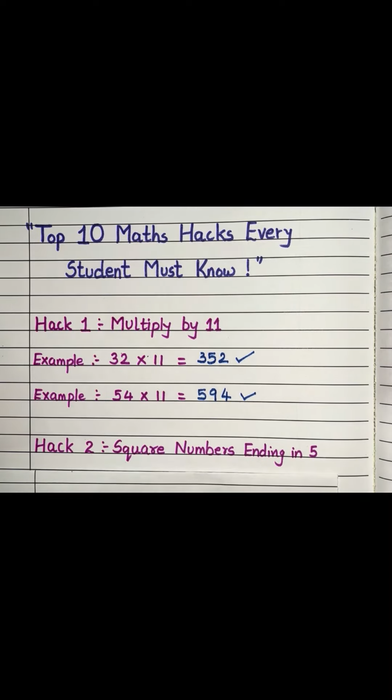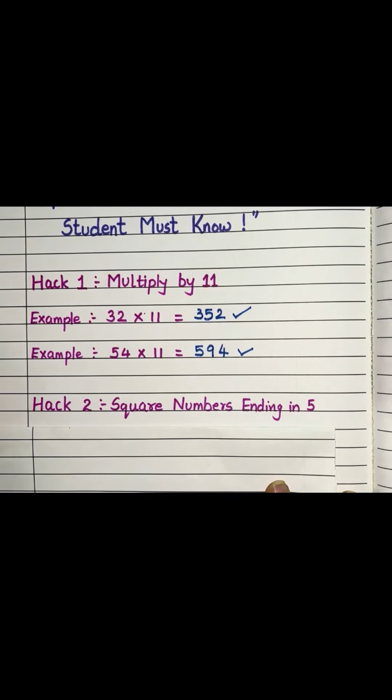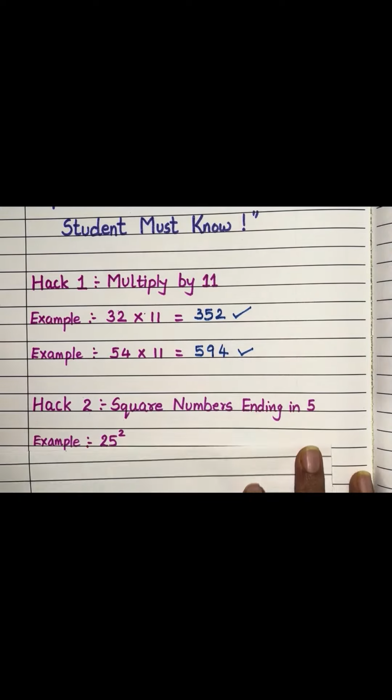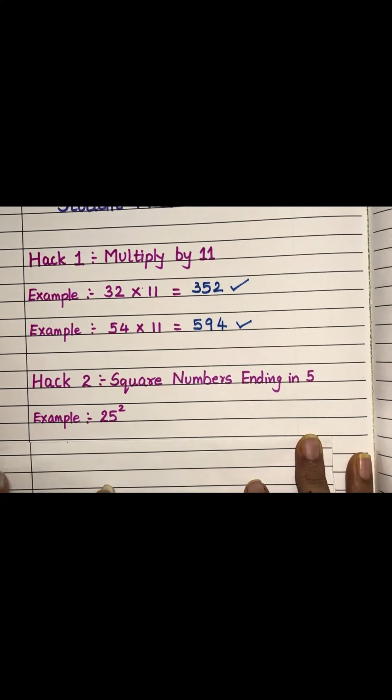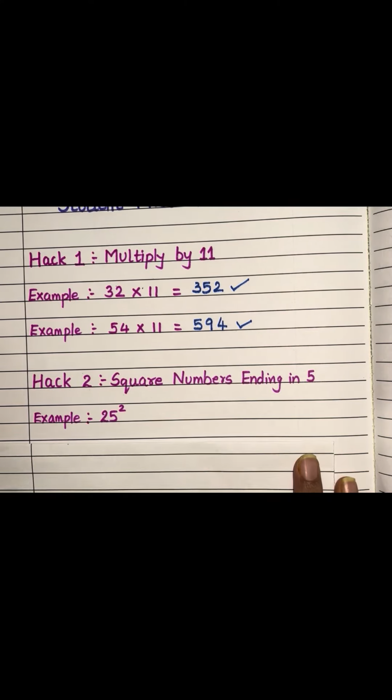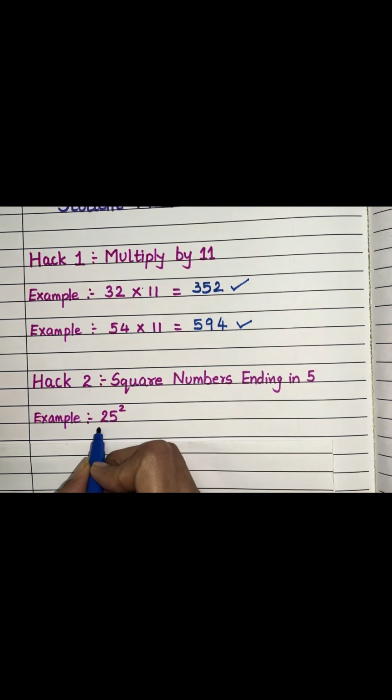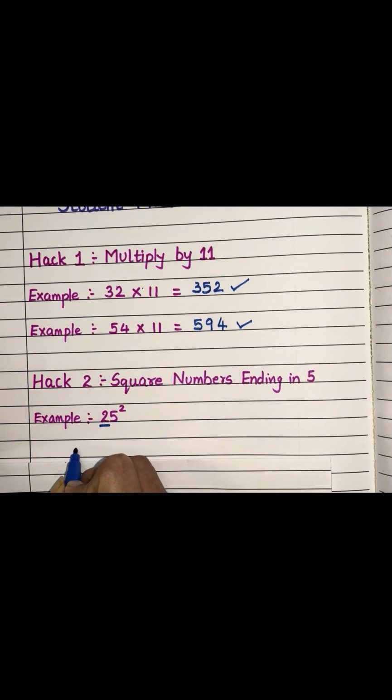Let's have a look at another hack, that is square numbers ending in 5. Let's look at this example, 25 square. So how do we find out 25 square? First we'll take the first digit, that is 2. The number which is coming after 2. So after 2, 3 comes. So we are going to multiply this 2 with 3.